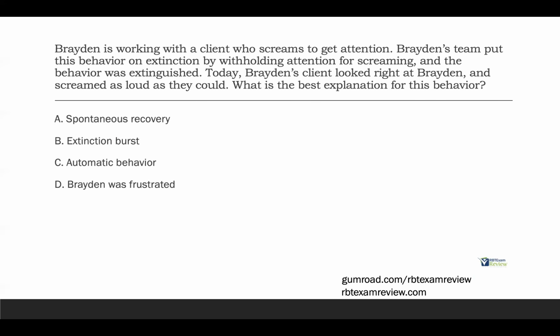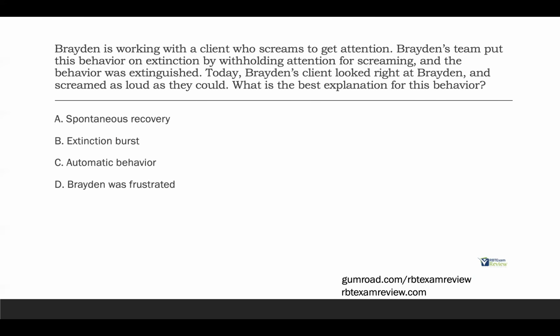So A is our answer, it's the best answer, but let's read our other answer choices and work on describing or explaining why the wrong answers are wrong, okay? You'll get really good if you can do that. So extinction burst, well, extinction burst has already happened. The behavior was extinguished, okay? So the extinction burst has come and gone, right? Extinction burst is that temporary increase in behavior before the behavior is extinguished, during extinction.